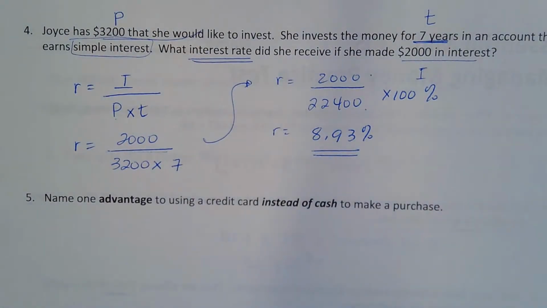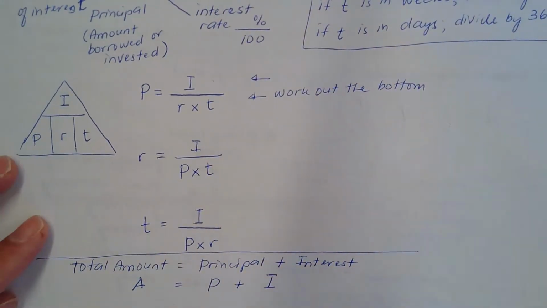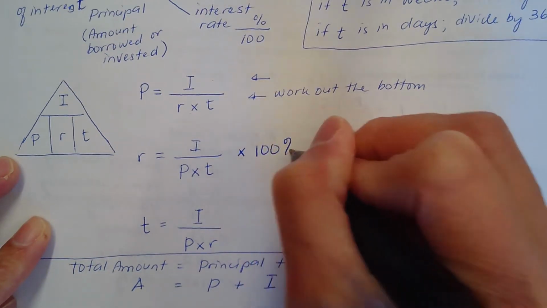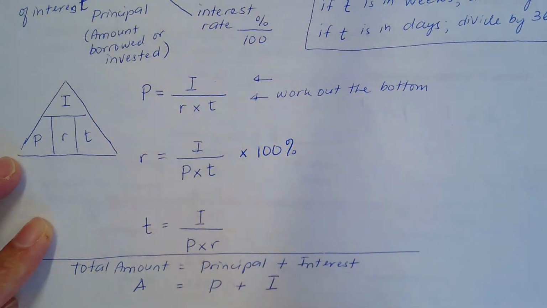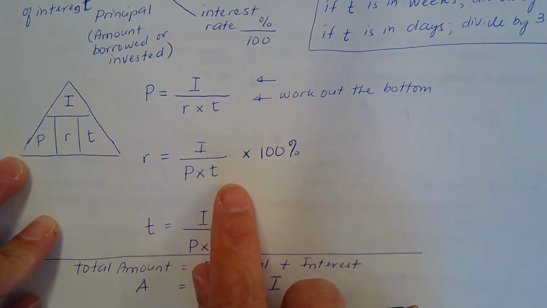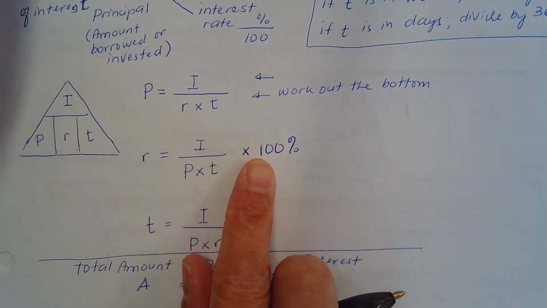Because I know some people did 8. Is it always times 100 for the R? Yes. So let's put that over here. Let's put that on our formula sheet: times it by 100%. So go back to your formula sheet and then times it by 100%.